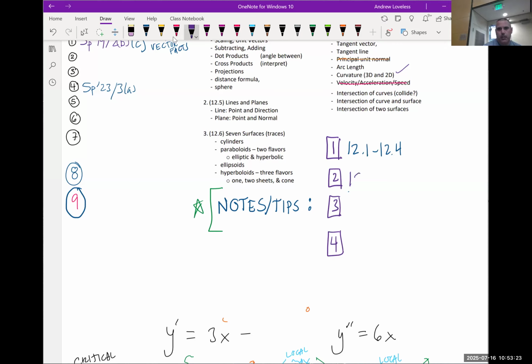Okay, so then this page is going to be about 12.5, lines and planes. My intention is to have two parts: find the equation of the line, find the equation of a plane. So that would be great. And during the review yesterday, we did a few of those. And then this page, I'm thinking of it as 12.6 and 13.1.